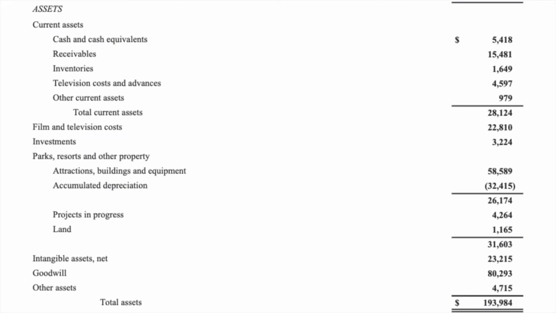So let's look at some of Disney's assets. They have $5 billion in cash and $15 billion in receivables. We talked about receivables when discussing debit and credit before. Receivables refer to money that other companies owe to Disney. From their resorts and land, they have about $60 billion worth of assets. And they have lots of other assets for a grand total of $193.9 billion. Now remember that number, $193.9 billion. The sum of the liabilities and the equities from the credit side should also be equal to $193.9 billion.